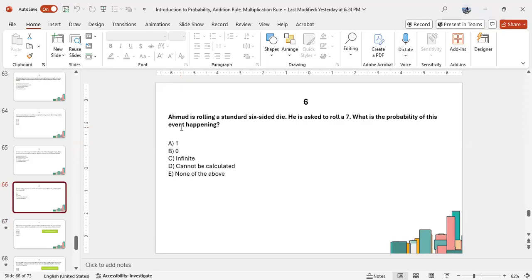Ahmed is rolling a standard six-sided die. He is asked to roll a 7. What is the probability of this event happening? A, 1, B, 0, C, infinite, D, cannot be calculated, or E, none of the above?